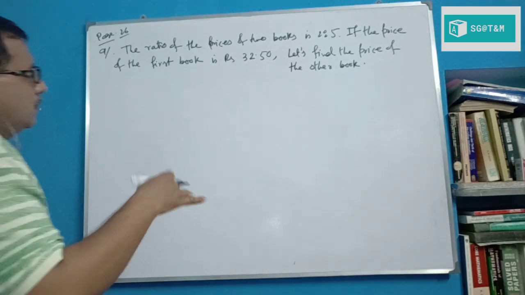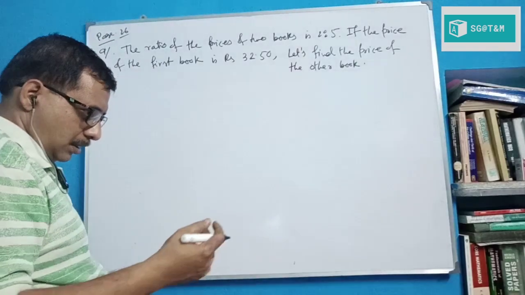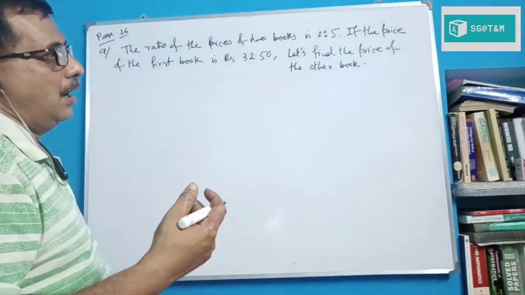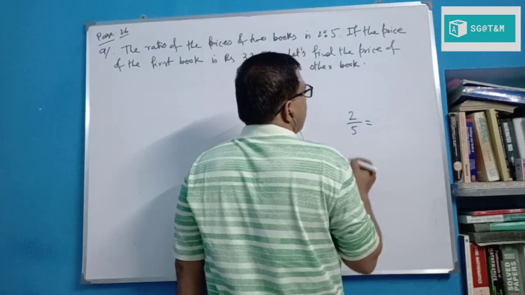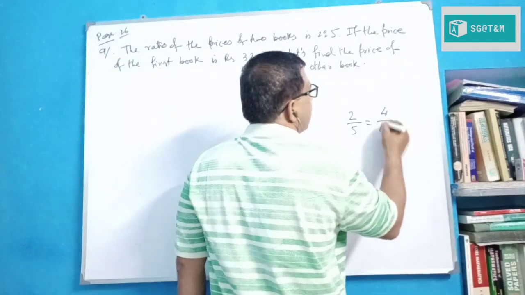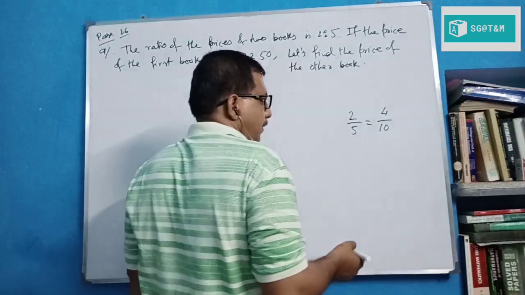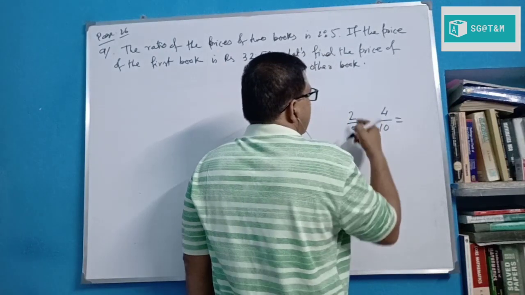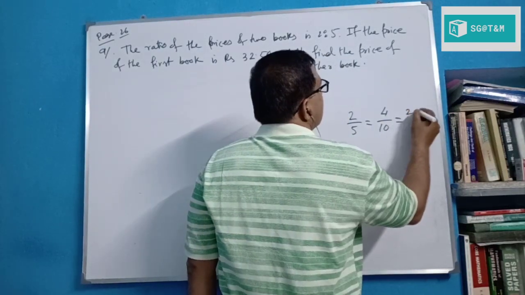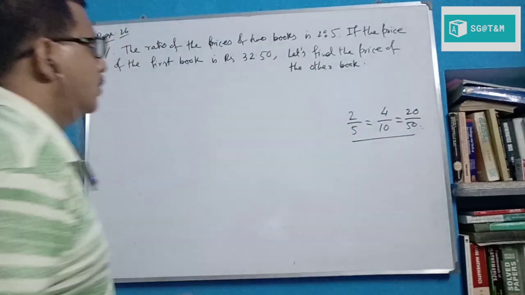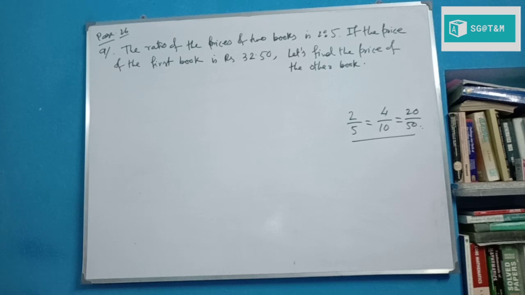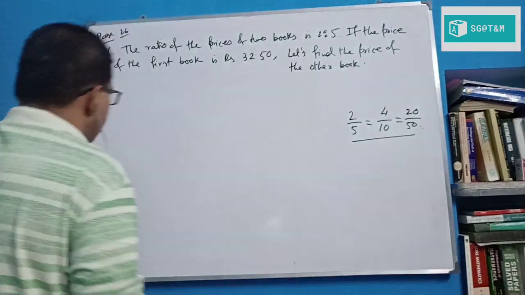So a ratio, if you multiply by something, the ratio will be the same. If it is given 2:5, that means 2/5, that can be written as 4/10. Or if we multiply both by 10, then it will be 20/50 also. So these are equal. So it is given 2:5 and the price of the first book is 32.50. We have to find out the price of the second book.